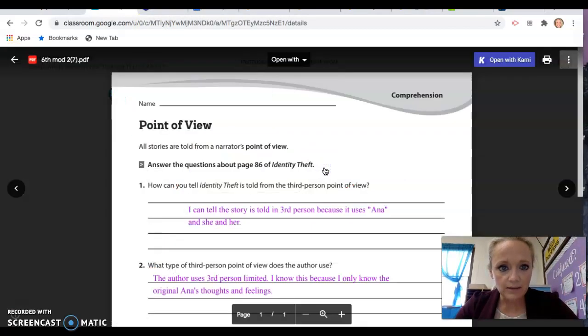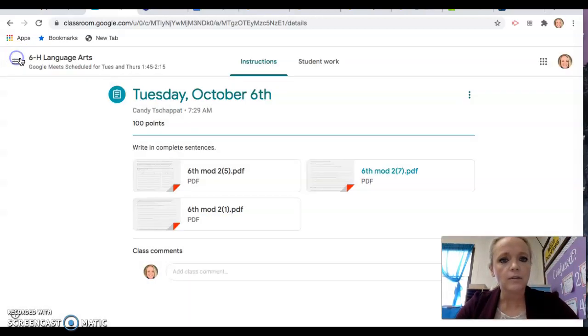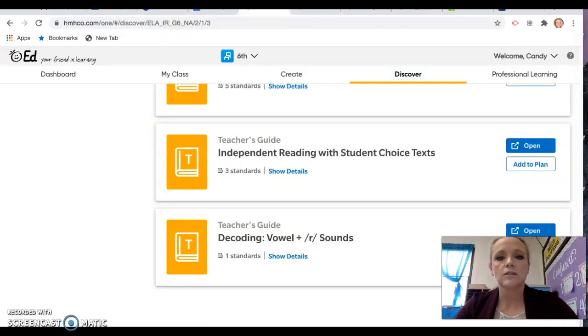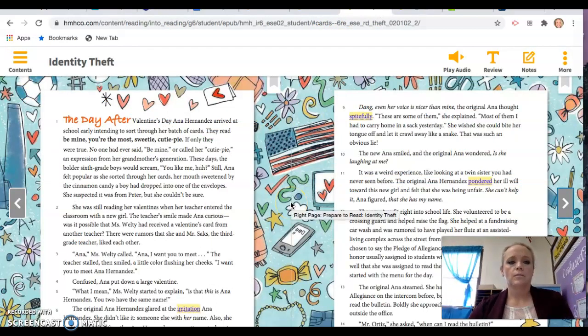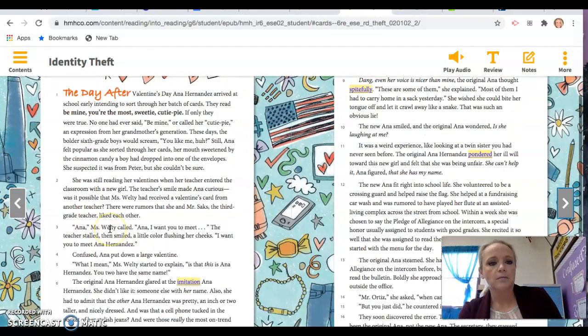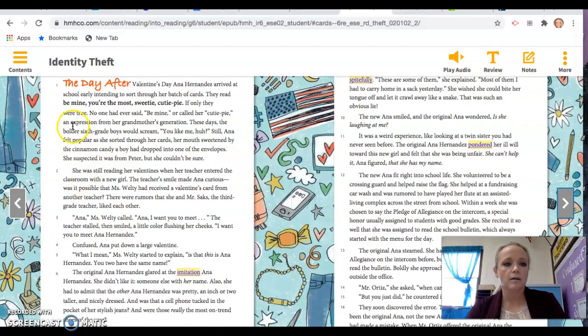Because the next thing we did was talk about point of view, which takes me to this. Before we talked about point of view, I just reread a part of the very first page of our text, Identity Theft. And so I'll do that for you.